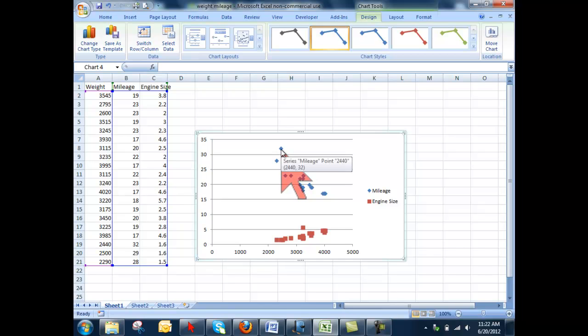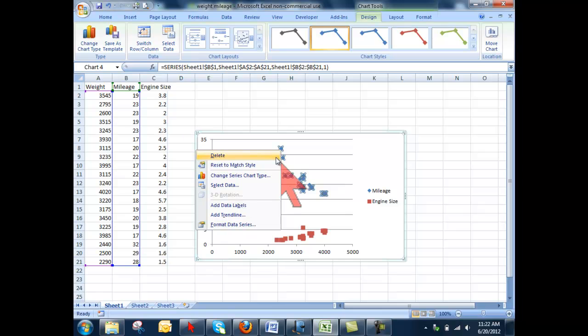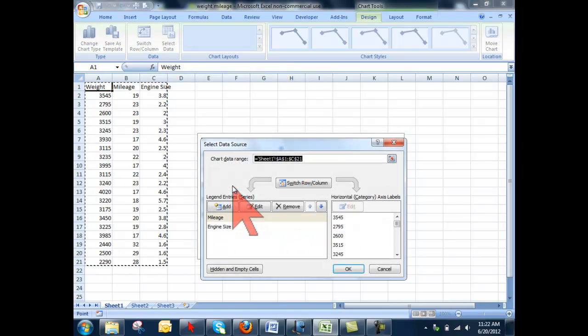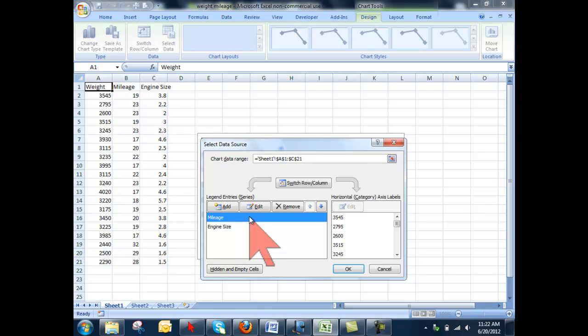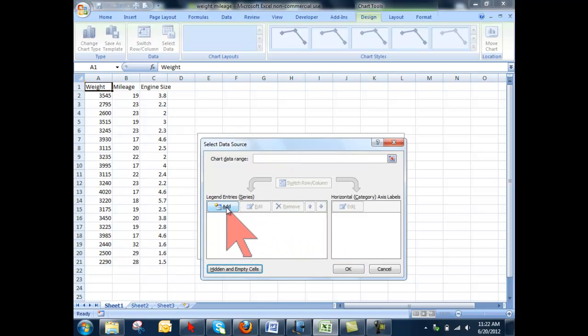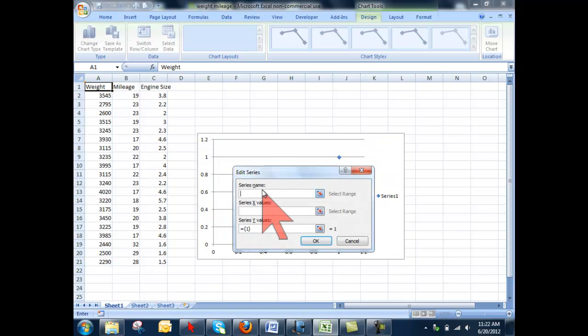So if this happens to you, here's how to clear Excel's default choice out and make your own. Come to one of the data points, left click on it, and then right click and select data. Right now, Excel has graphed mileage and engine size. Actually, mileage is what I want. I don't want engine size at the moment, but I'm going to click remove, click on engine size, click remove, and start over from scratch. I'll click add. The series name then is going to be mileage. That's the output variable being graphed.